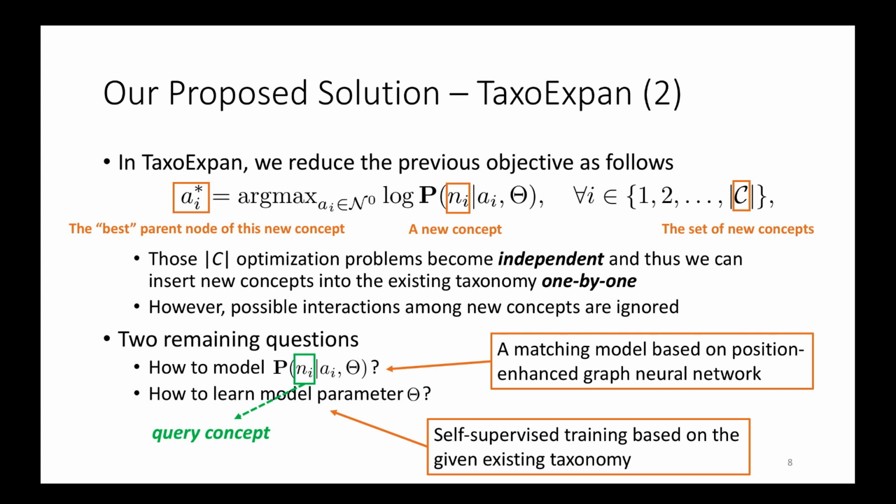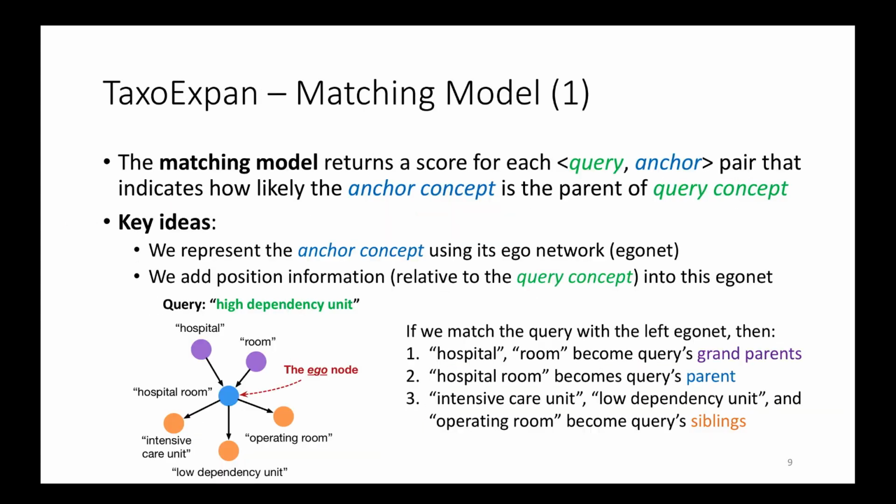So in the following, we call this N9 the query concept, and its parent the anchor concept. We call it anchor because if you put the query node under this parent node, the parent node will essentially be the docking point, the anchor of this query concept. Okay, so let's start with the first part, the matching model in TaxoExpan. The matching model returns a score for each given query-anchor pair, and this score will indicate how likely the anchor concept is the parent of the query concept.